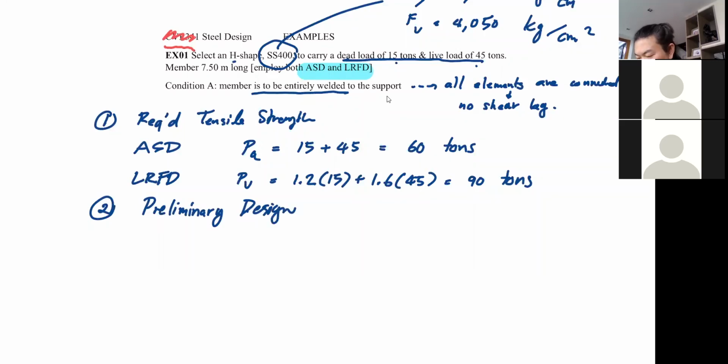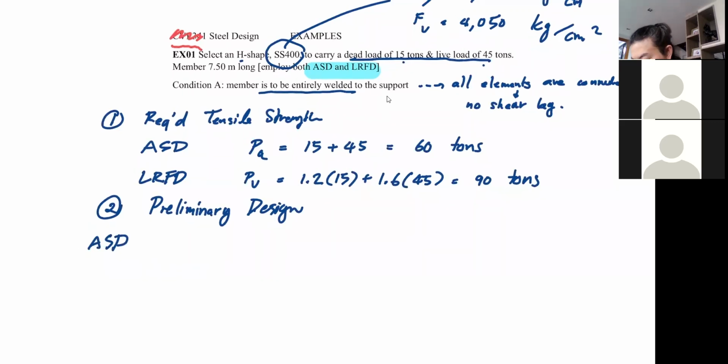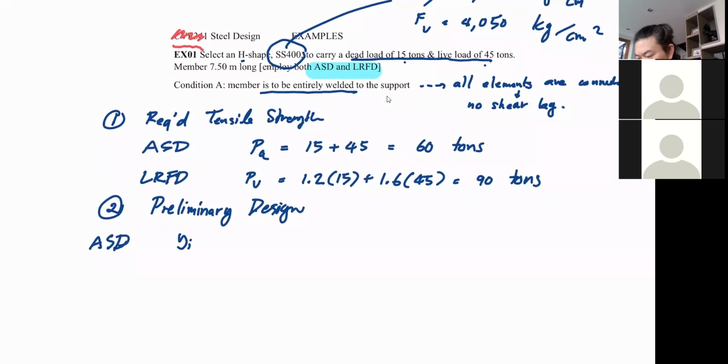So let's say for ASD. Now we know it's D, not P. Now we know we have two failure modes involved for the tension member, right? So the first one is going to be the yielding. Now, to prevent yielding, the PA that we have will not exceed our design strength. Remember, our design strength for ASD is the nominal strength divided by factor of safety.